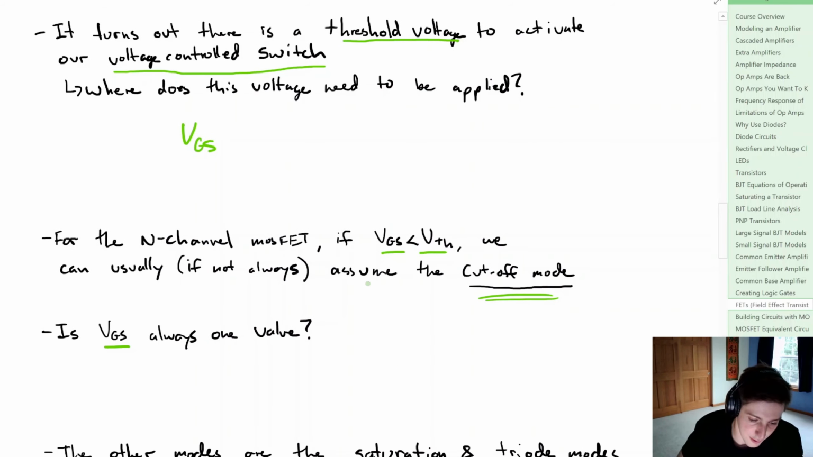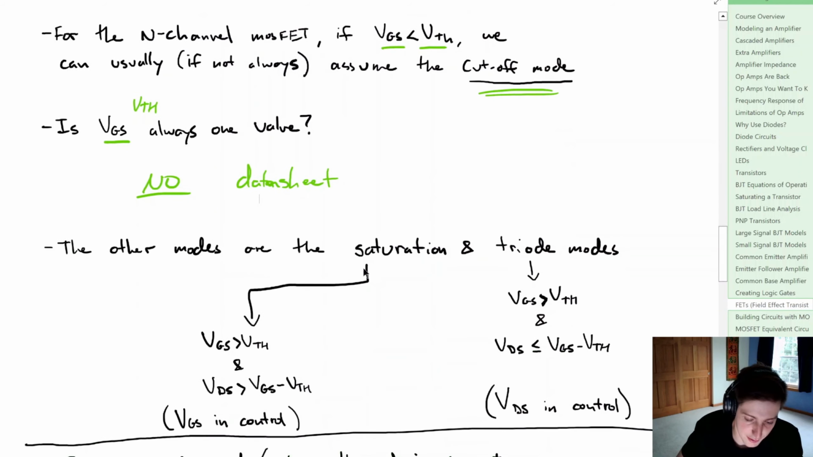Now, is that gate to source voltage or that threshold voltage always one value? The answer is no. You are going to need to pull that from the data sheet. The other modes that we have are the saturation mode and the triode mode. In the saturation mode, we simply say that the gate to source voltage is greater than the threshold voltage, and the drain to source voltage is greater than VGS minus the threshold voltage. For the triode mode, VGS is greater than the threshold voltage, but now VDS is less than or equal to VGS minus the threshold voltage.